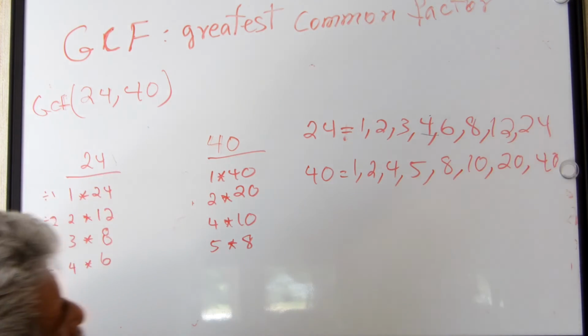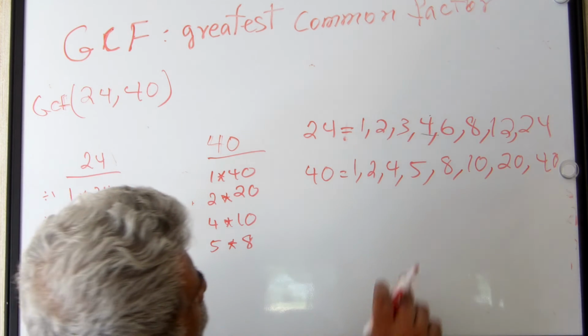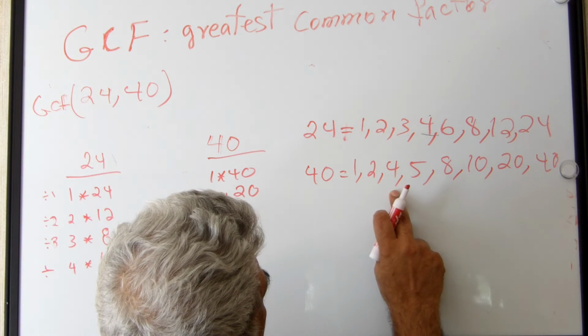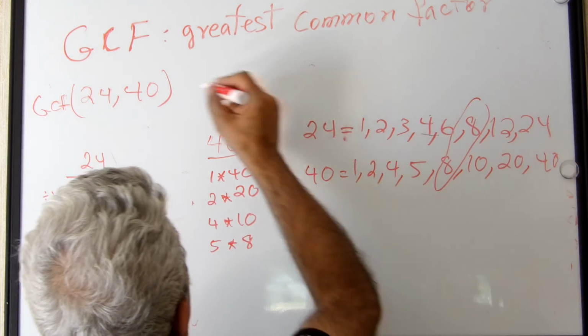And you see what is the greatest common factor between the two. So we see 1, 2, and they're not the greatest. More than that, we have 8. So it's going to be 8.